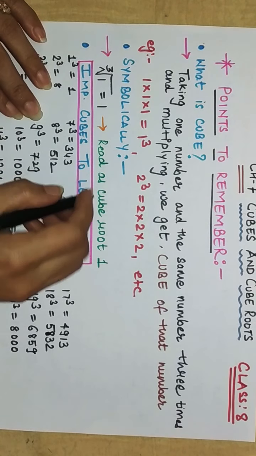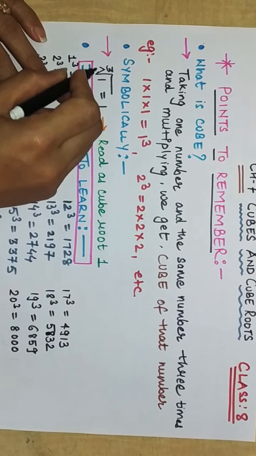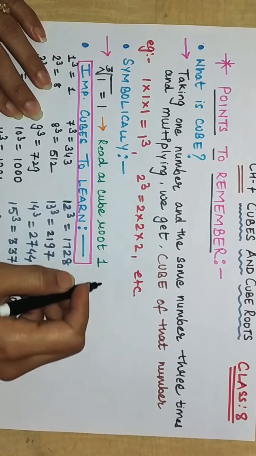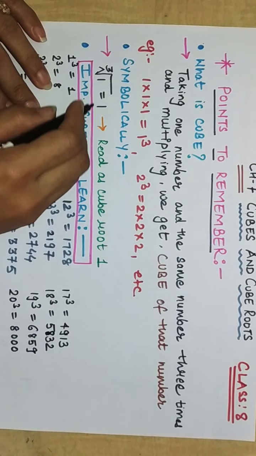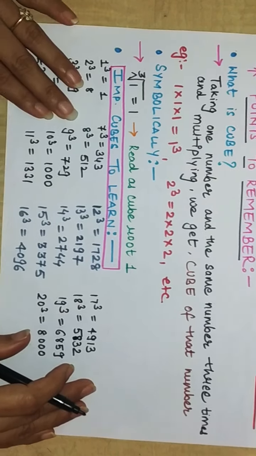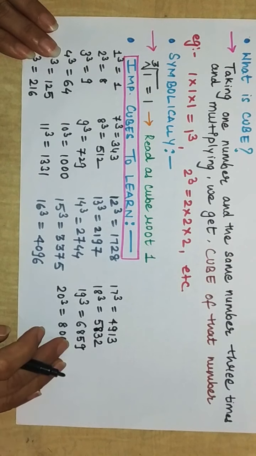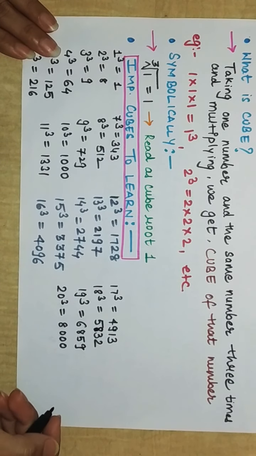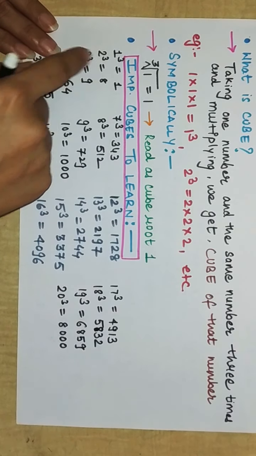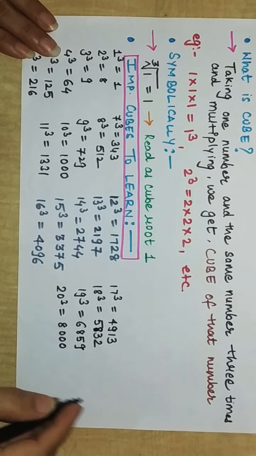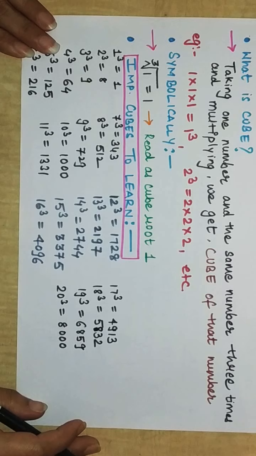Symbolically, we can write the cube root symbol like this, and we will read it as cube root of 1, that is 1. Now here I have written some cubes which are very important for solving all the questions. It is starting from 1 and ending at 20. You have to learn all these cubes by heart.